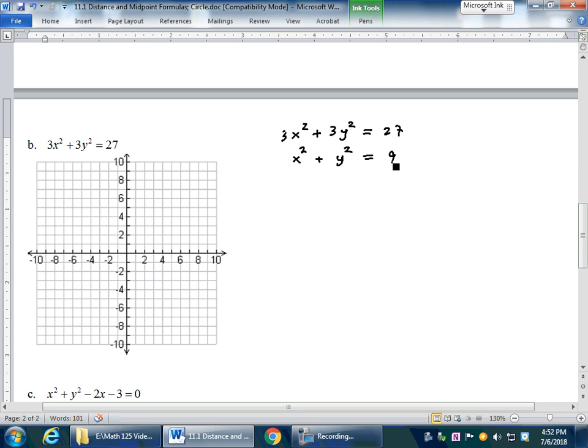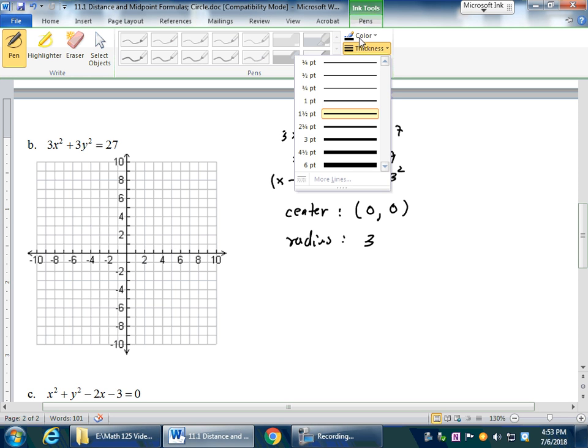So what is my center then? You can look at it as x minus 0 squared plus y minus 0 squared equal to 3 squared. That helps you see that whenever you see just x squared and y squared, the x coordinate of the center will be 0 and the y coordinate of the center will be 0. So in this case, my center is at the origin, which is (0, 0), and my radius is equal to 3. Therefore, I will be able to graph this easily.